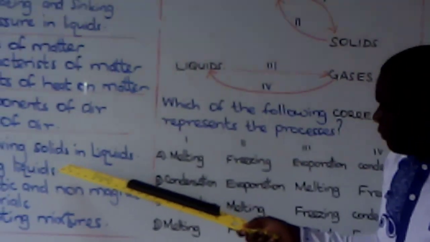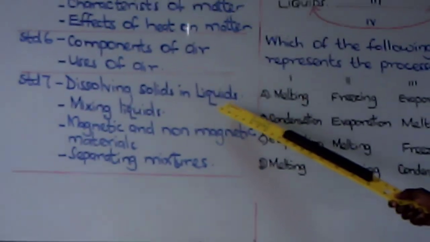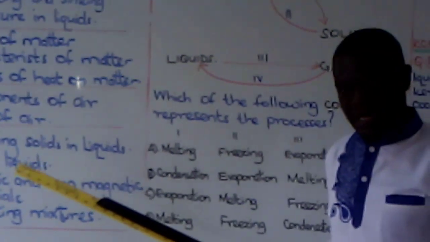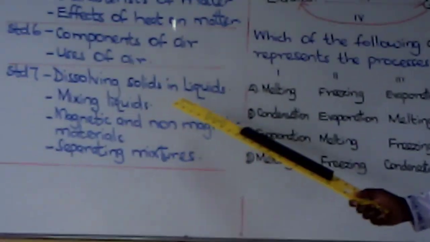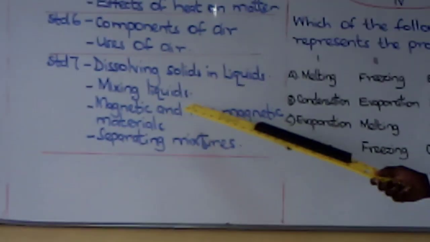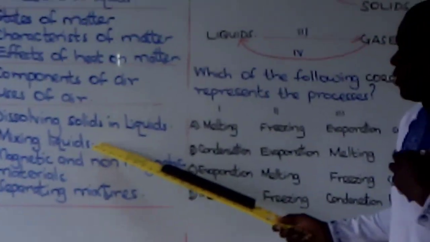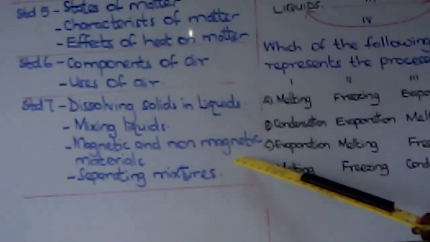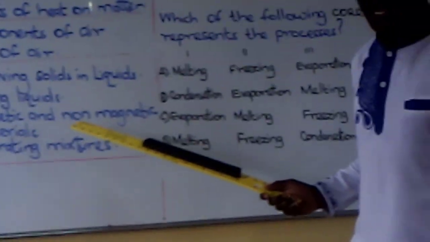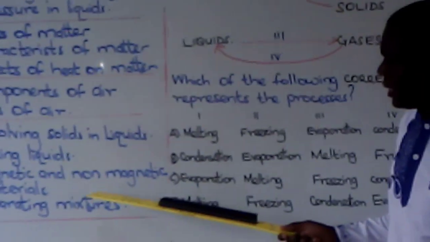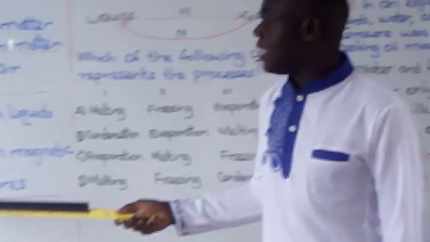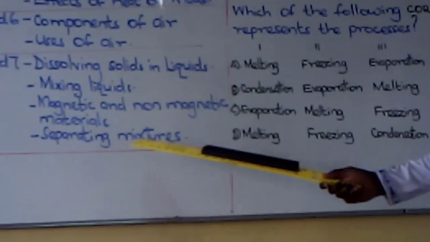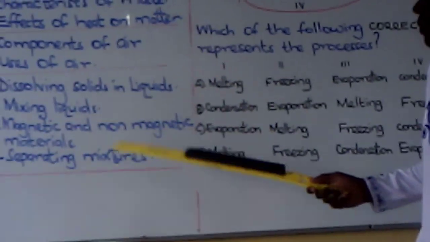You learned dissolving of solids and liquids. The ones we call soluble and insoluble liquids. Solubility test was done in 7. Mixing of liquids, a liquid and another liquid, that's called miscibility test. Then magnetic and non-magnetic materials. I'll teach you a mnemonic on how to remember magnetic and non-magnetic materials. And then separating mixtures. Methods of separation of mixtures. You learned them in class 7.